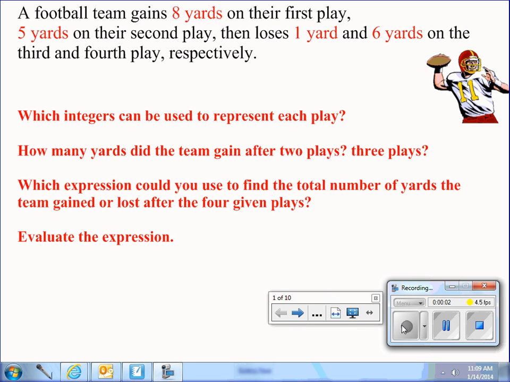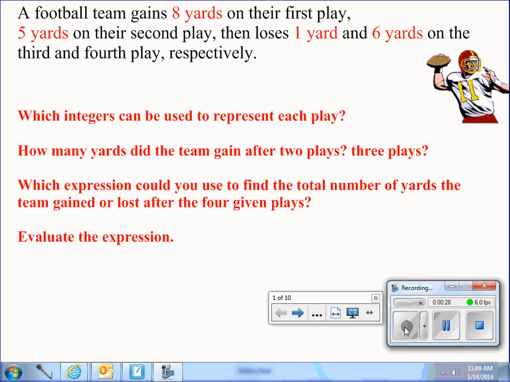So we're going to be talking about adding integers today. So let's do a real life problem in this. A football team gains 8 yards on their first play, 5 yards on their second play, loses 1 yard, and 6 yards on the third and fourth respectively. Which integers can be used to represent each play?